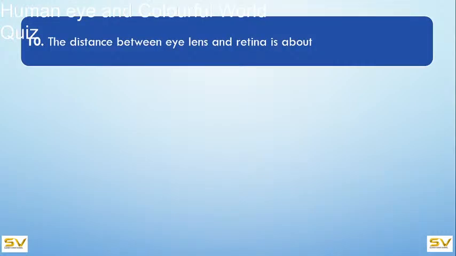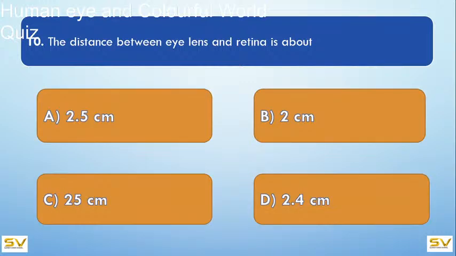Now coming to the next question: the distance between the eye lens and the retina is about. We already know the least distance of distinct vision is 25 centimeters. Now what about the distance between the eye lens and the retina? Is it 2.5 centimeters, 2 centimeters, 25 centimeters, or 2.4 centimeters?